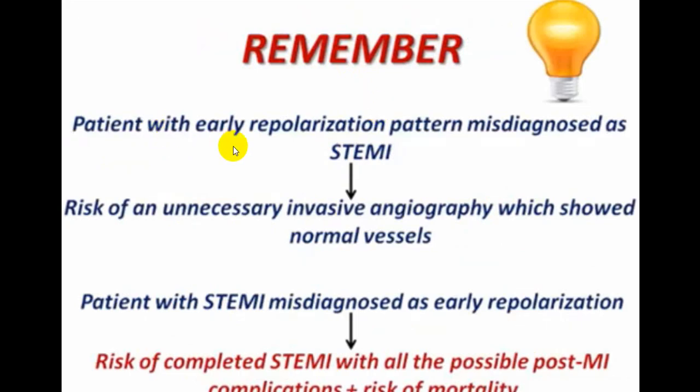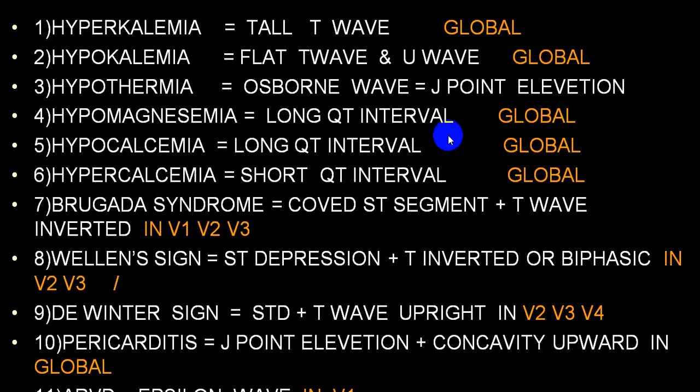So a patient with an early repolarization pattern, if misdiagnosed as STEMI, the only risk is unnecessary invasive angiography, which will show normal. But if a person has a STEMI and is misdiagnosed as early repolarization, and you don't do a revascularization procedure, the person will have a complete STEMI, there will be post myocardial complications, and the risk of mortality will be very, very high. All this we have already mentioned before.